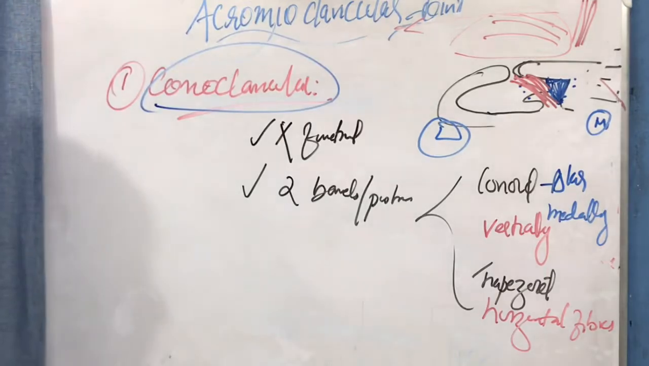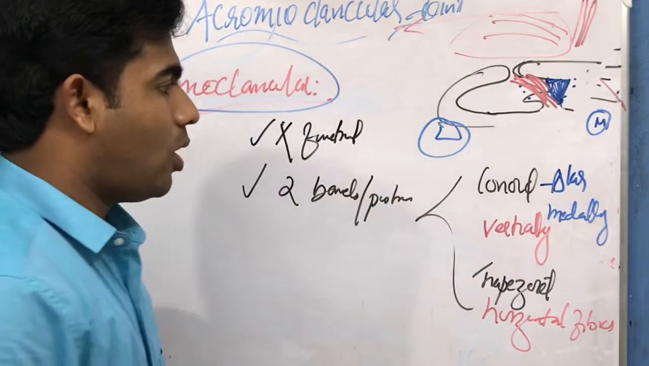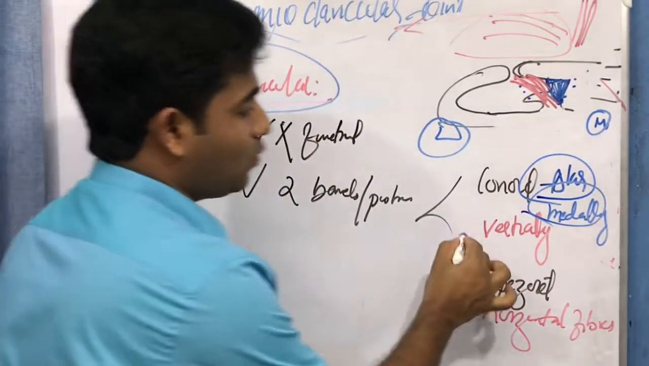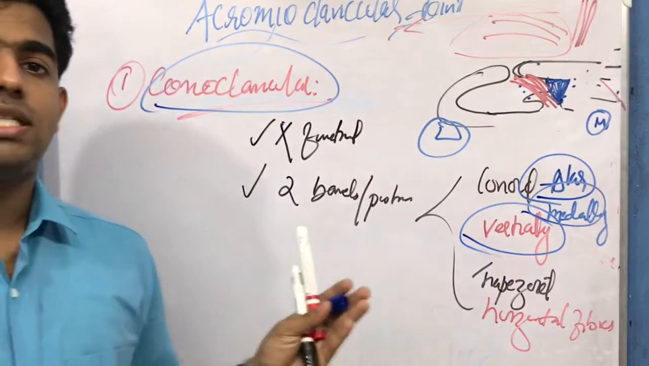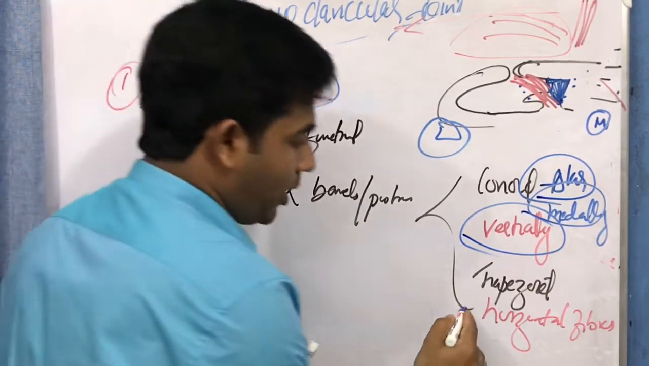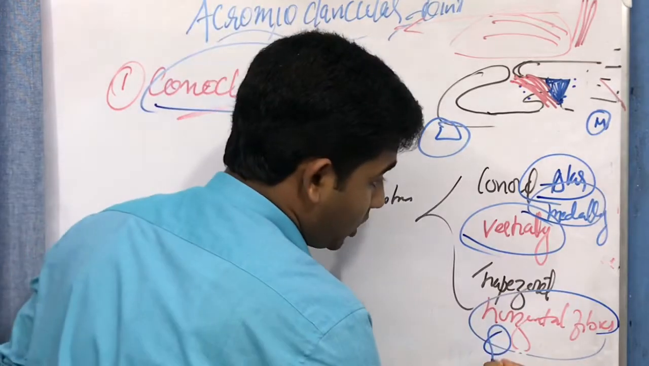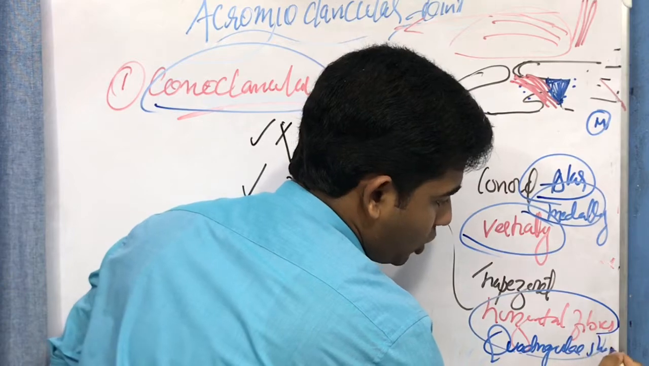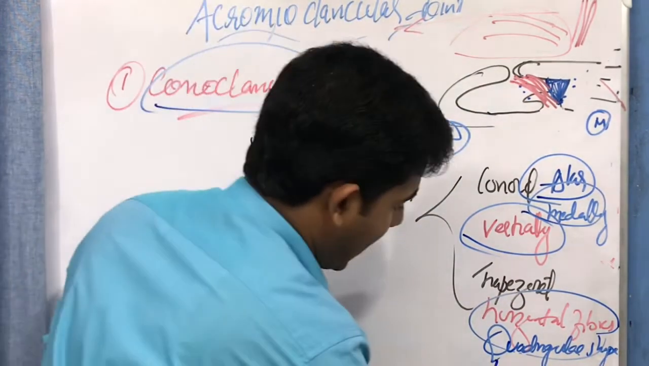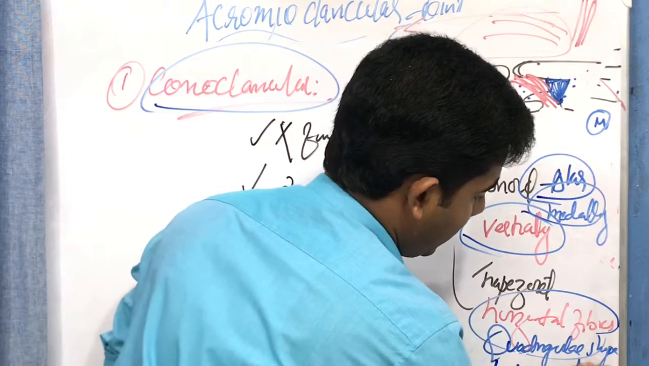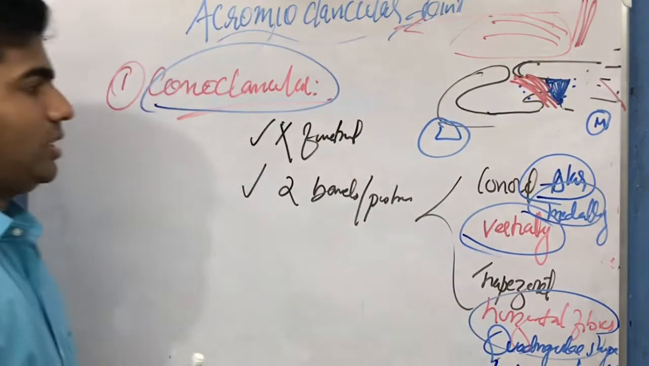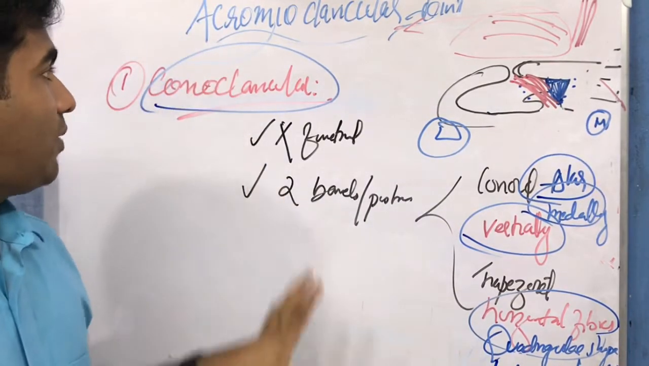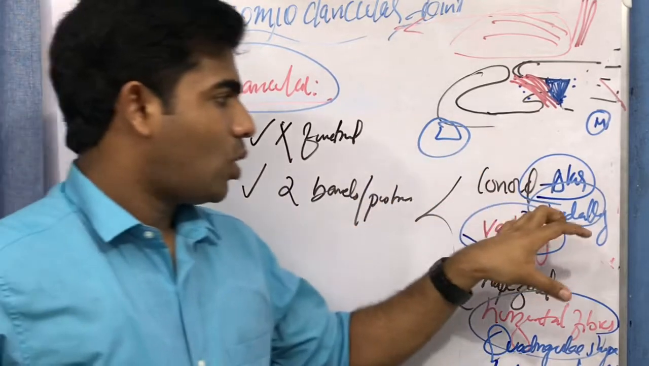So can you tell me the difference between conoid and trapezoid? The conoid is triangular in shape. It is medially located. It has vertical fibers. Whereas the trapezoid ligament has horizontal fibers. It is quadrangular in shape, and it is laterally located to the joint cavity. Clear? Now let us once again summarize: the coracoclavicular ligament is made up of two bands, conoid and trapezoid.